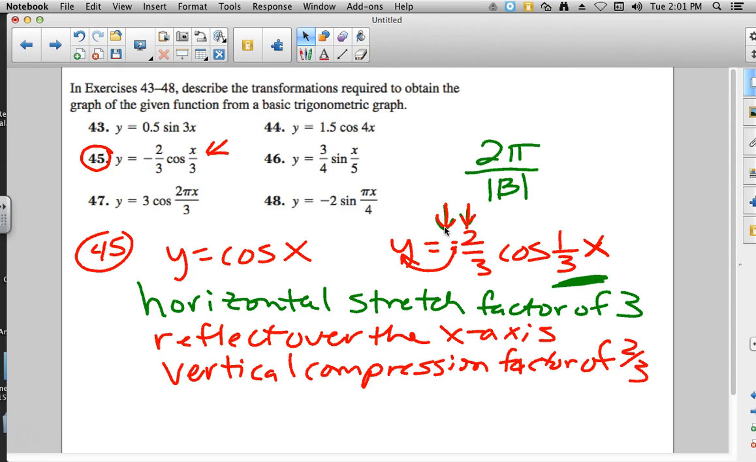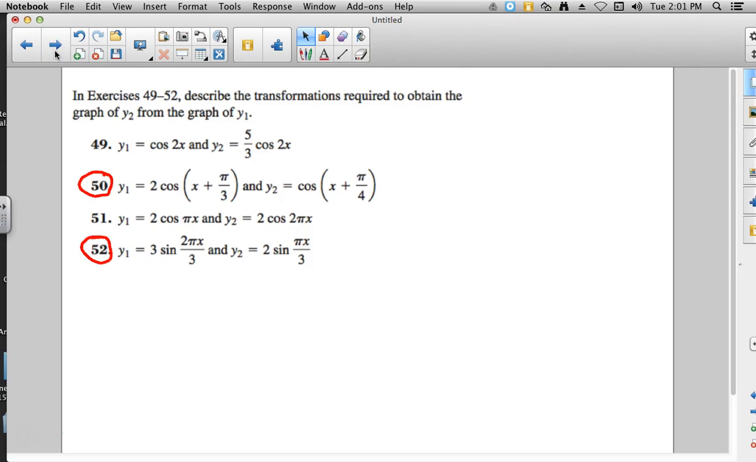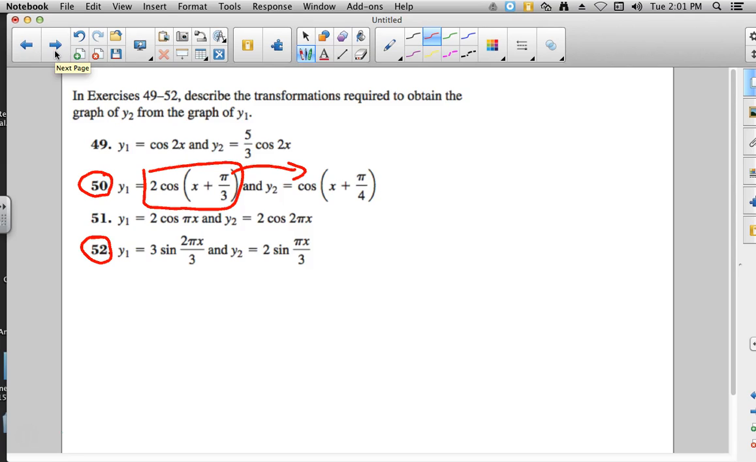So from the parent function, those are the three things we would need to do to make that new function y equals negative 2/3 cosine of x over 3. Number 50, describe the transformations required to obtain the graph of y sub 2 from the graph of y sub 1. So using this, what do we have to do to it mathematically to get it to be cosine of just x plus pi over 4? So we're really thinking, what are the numbers doing here that would make this happen?